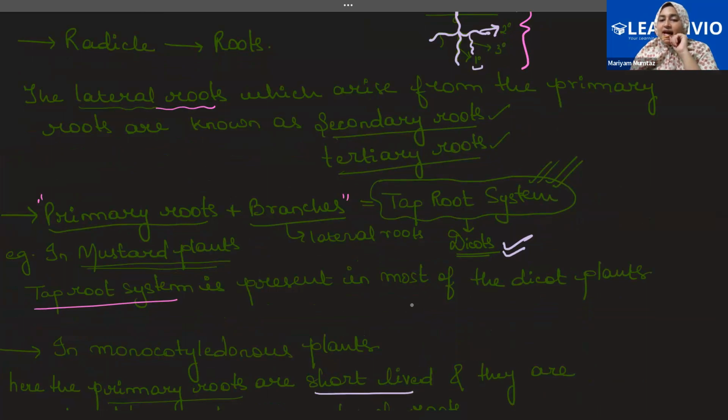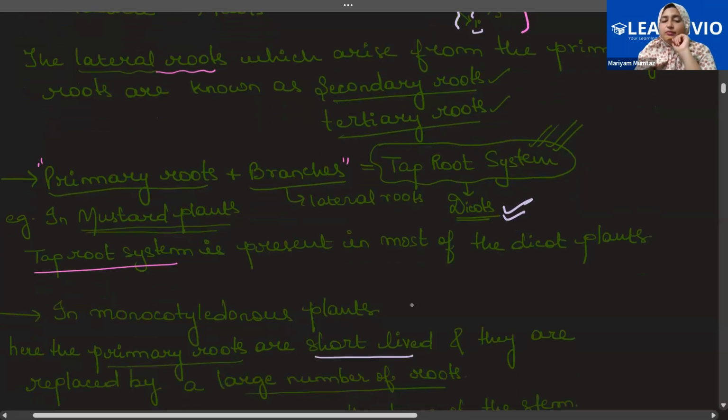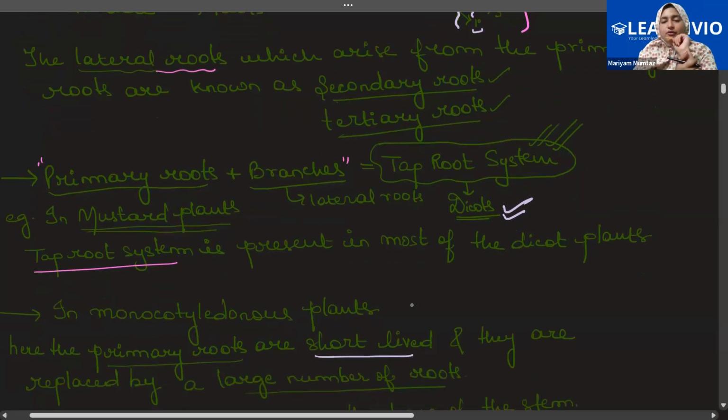Okay, this is the tap root system. So the first kind of root system that you are studying today is the tap root system. Now, this tap root system is found in most, you can say maximum, of the dicots. Okay, one such example is the mustard plant. Now, in the case of monocots, there is a different scenario.